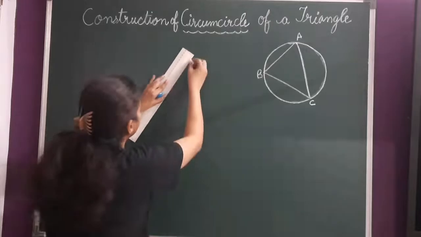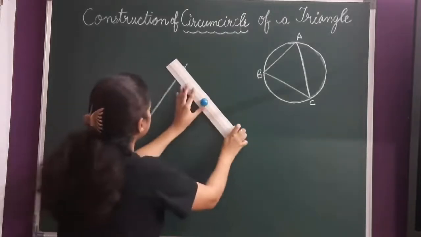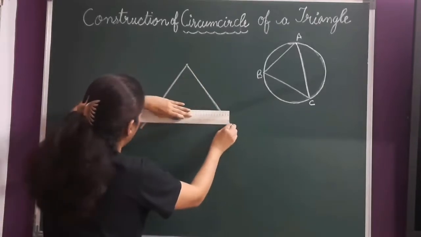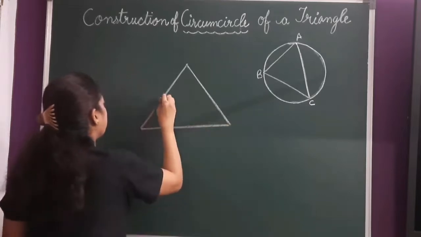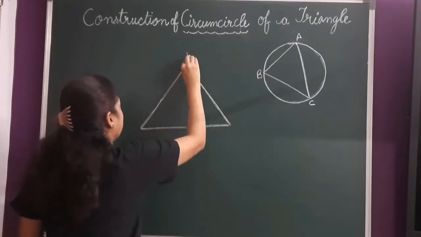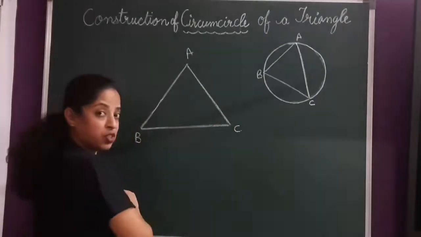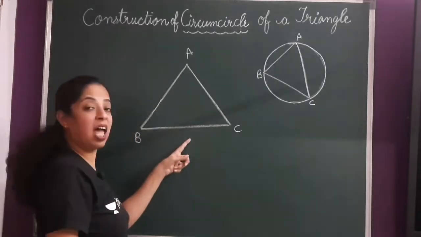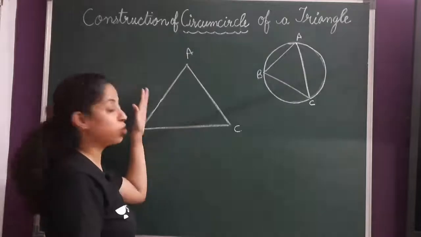First let me draw any of the triangles right now. So I am just constructing this triangle. Okay, so this is my triangle ABC. After construction of the triangle, what I have to do? I have to take two adjacent sides and I have to draw the perpendicular bisector of these two lines.